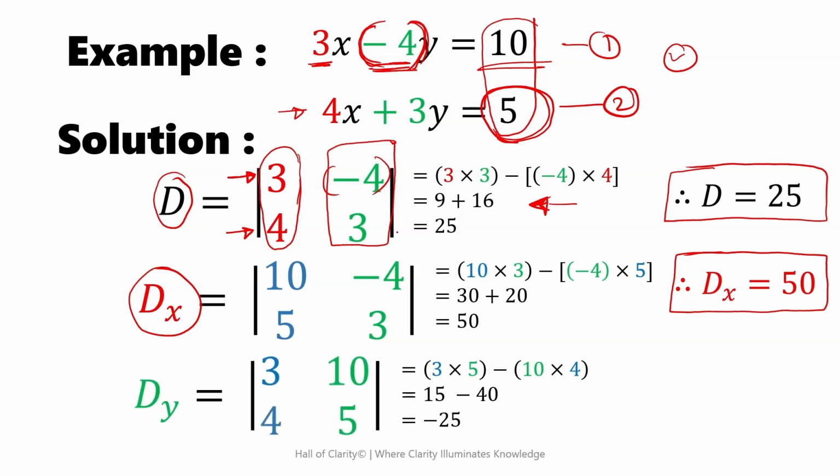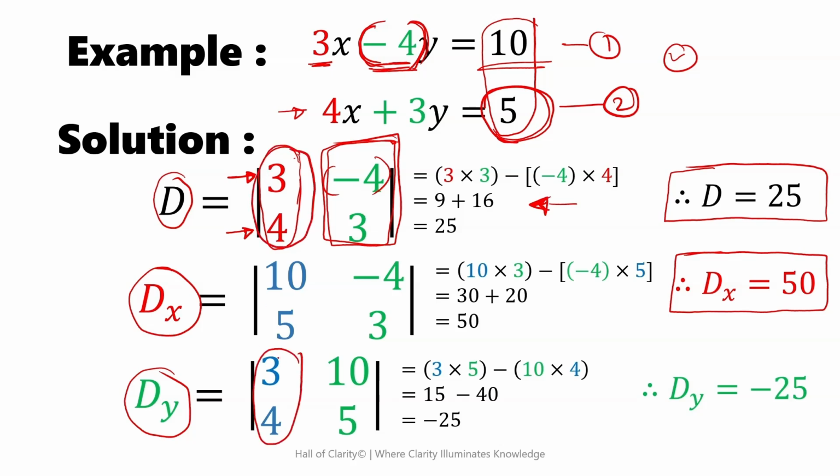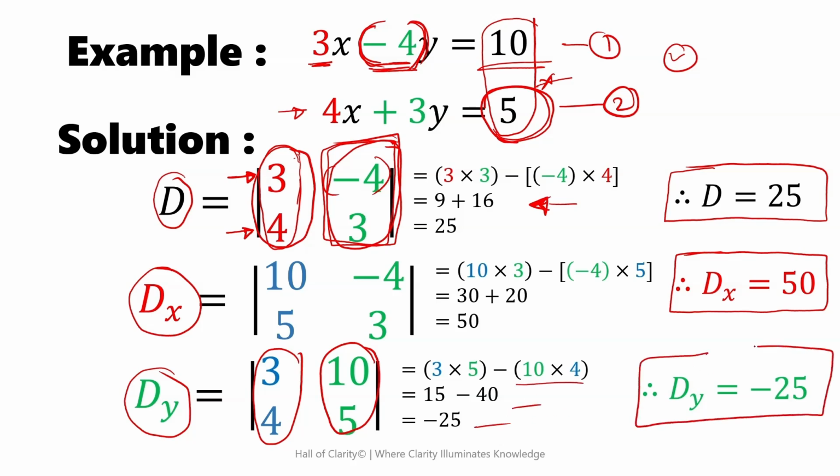Now once we obtain the determinant Dx, we find the value of Dx, which comes out to be 50. Then we write the determinant Dy, which is formed by replacing the column of coefficients of y with constants. Here you can see that the coefficients of x are written as they are, and the coefficients of y are replaced with the constant terms, that is 10 and 5. Once we solve this determinant Dy, we get the value of Dy to be minus 25.